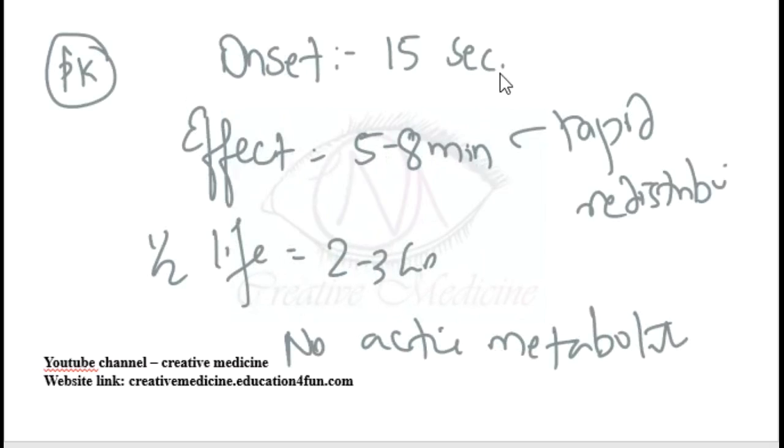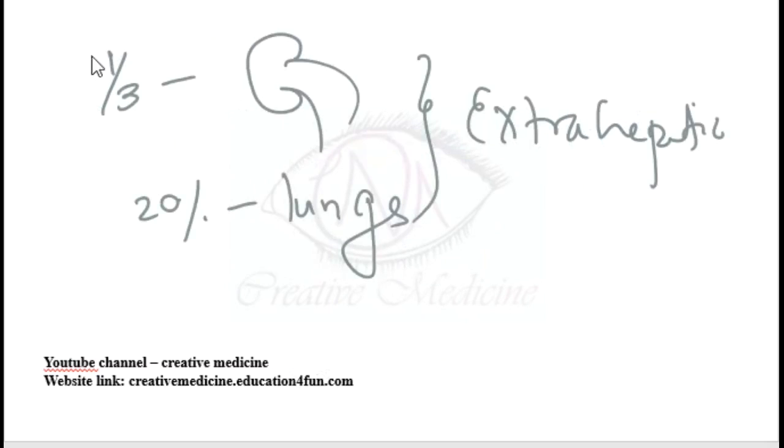Pharmacokinetics. The onset of action is around 15 seconds. The effect is 5 to 8 minutes because of rapid redistribution. Then half-life of the propofol is 2 to 3 hours. There is no active metabolite. One third undergoes hepatic metabolism, whereas 20% undergoes lung metabolism. So as a result, it has extrahepatic metabolism.